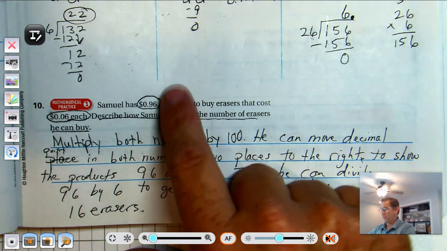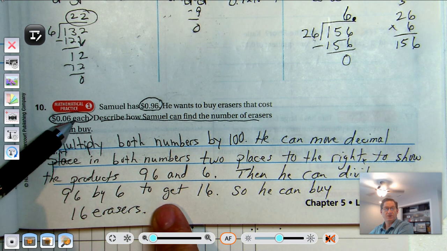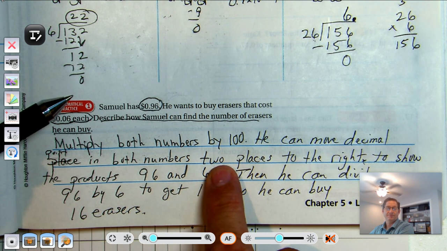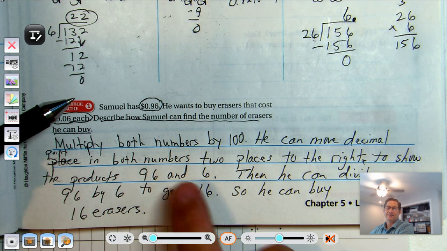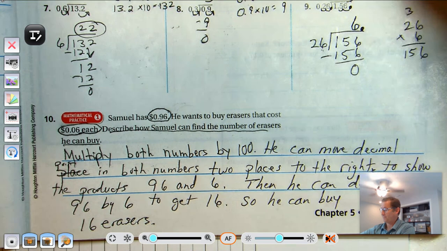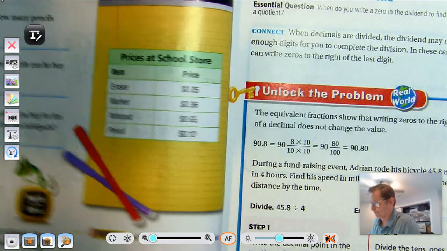So again, multiply both numbers by 100. That's going to move the decimal place in both numbers 2 places to the right. So we wind up with 96 and 6. 96 divided by 6 is 16, which means you can buy 16 erasers if they're 6 cents each. Number 11.